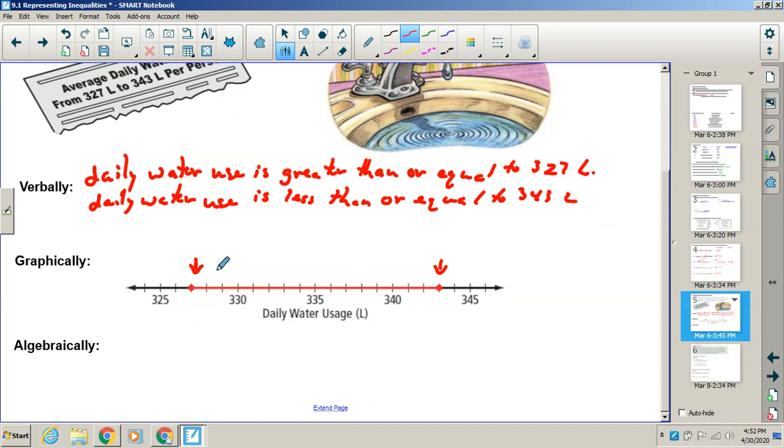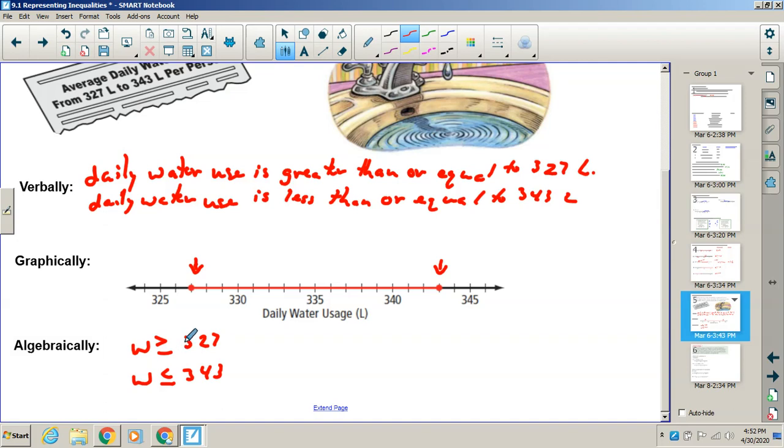So algebraically, to write this, whatever you want to use for your variables, W for water use, we can do this two different ways. We can write the inequality for this first piece, and then write the inequality for the second piece, and then we'll show you how to do it all in one. So water use in the first statement is greater than or equal to 327 liters. The second part of this is water use is less than or equal to 343 liters.